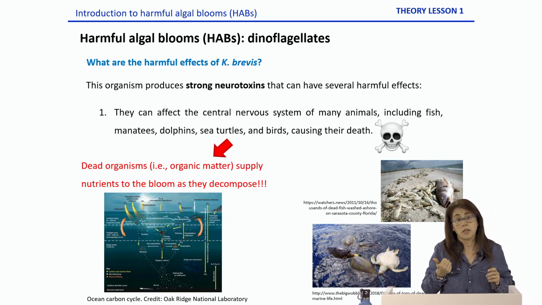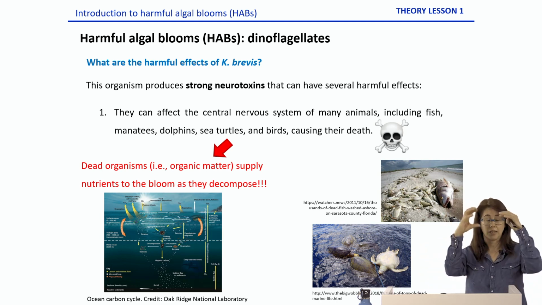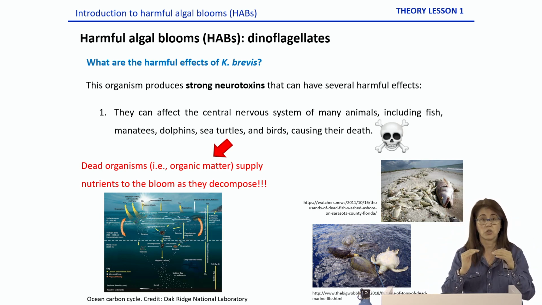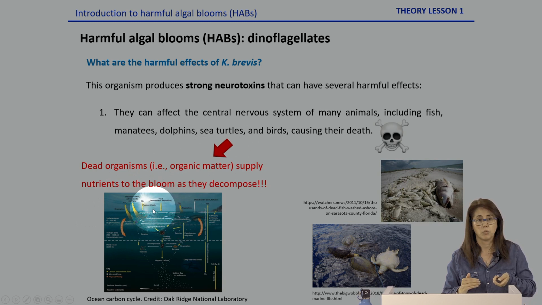Dead organisms, as we have already seen, are organic matter, and as they die and as they sink, what they are actually doing is supplying nutrients to the blooms as they decompose. So we have a bloom of Karenia brevis.